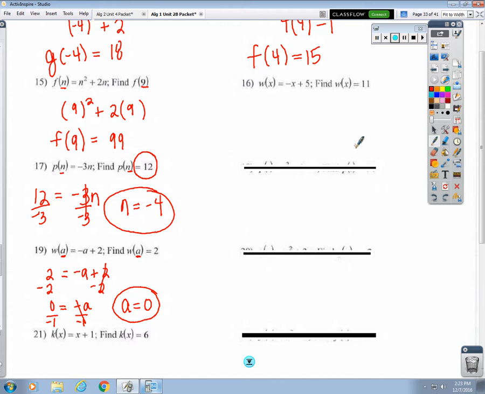Now, number 16 is a little bit different because this time, did they ask you to replace x with a number? No, they said leave x as itself. So the negative x plus 5 stays. They're asking you to replace the whole expression with what it's equal to, 11. So now what do we do? Subtract 5. And so you get 6 equal to negative x. And then what do you have to do to solve for x? Right, that's a negative 1 that you must divide by on both sides. And so x equals negative 6.